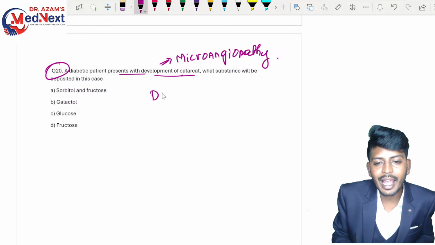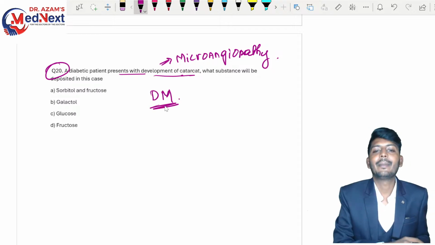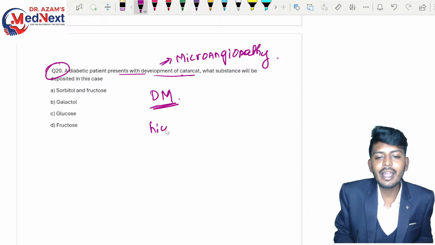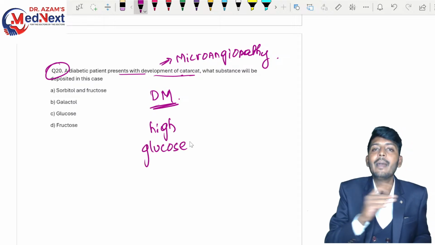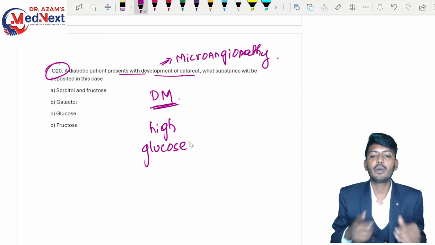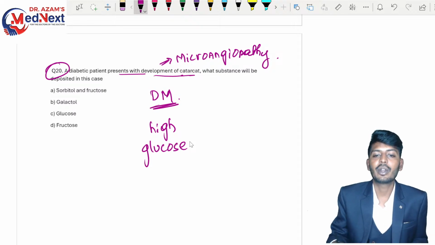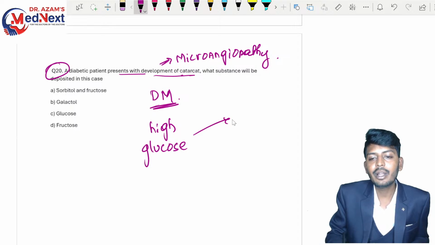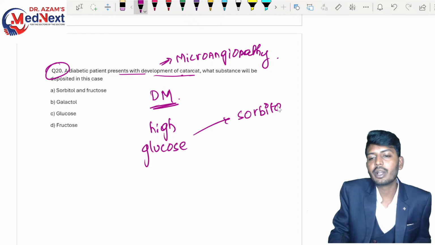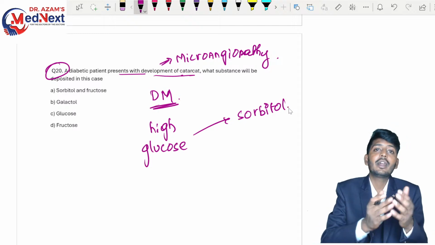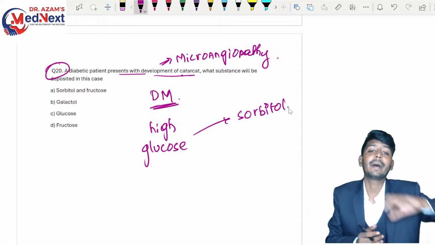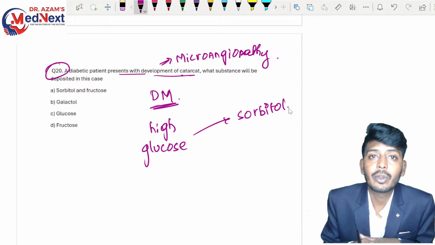In a patient with diabetes mellitus, there is a high amount of glucose, a very high amount of glucose in the blood. This high amount of glucose will get converted into sorbitol. Because glucose is not utilized by the cell, the extra glucose enters alternate pathways such as the sorbitol pathway.